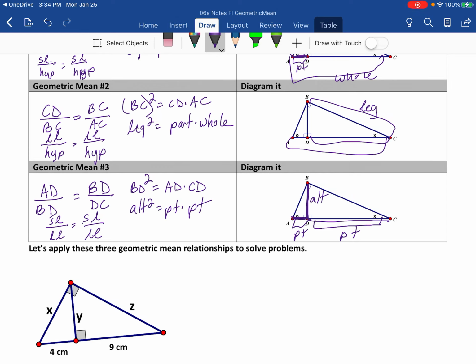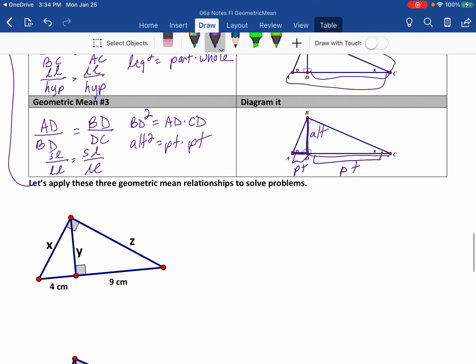Okay, so those are the three rules, but actually there's only two that you really have to know. When I'm given a problem like this, I think about my different relationships, and I actually set it up. But one of the first things that I always do is I always add or subtract to find the parts of the hypotenuse, because the hypotenuse is key. So 9 plus 4, I know that this is going to be 13.